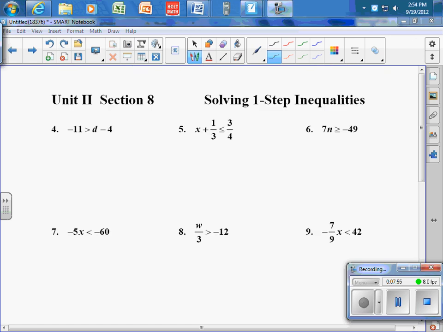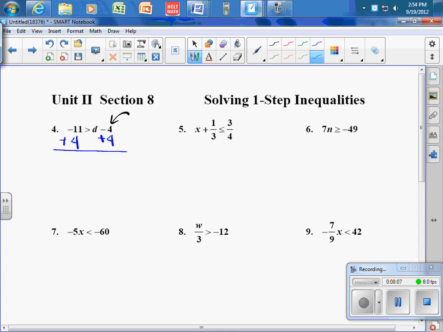Now notice on number 4 that the variable is on the right side. I still have to cancel out the -4. We do that by adding 4 to both sides of the inequality sign. -11 plus 4 is -7, is greater than D. But when I go to graph this on the number line, I need the variable on the left side so I can follow the direction of the arrow.